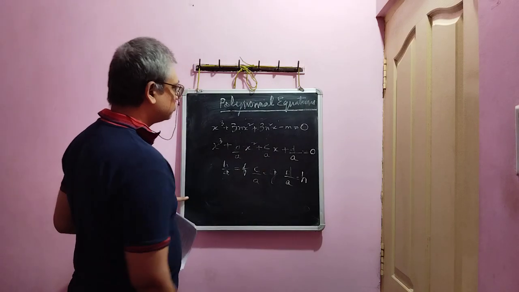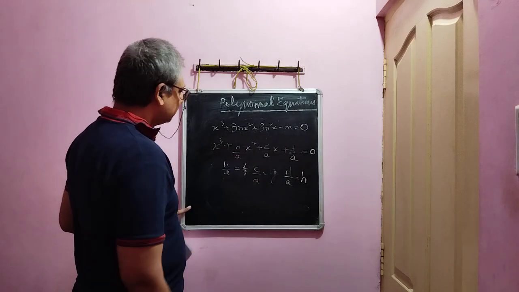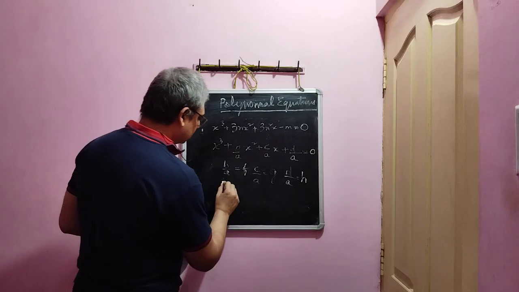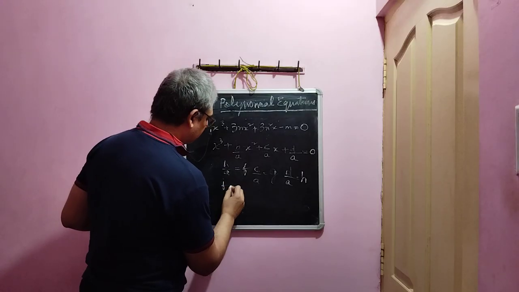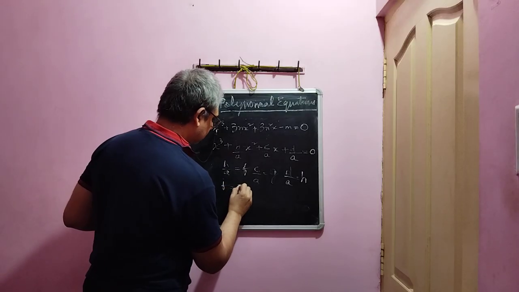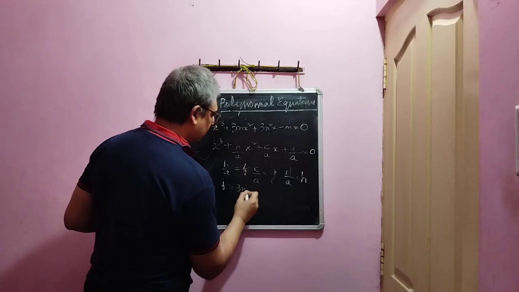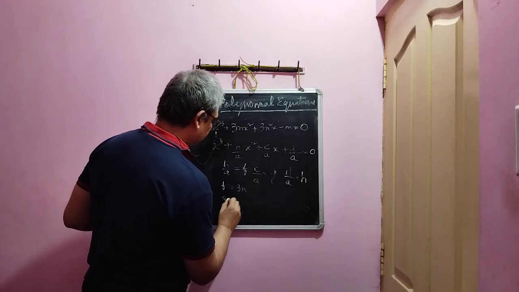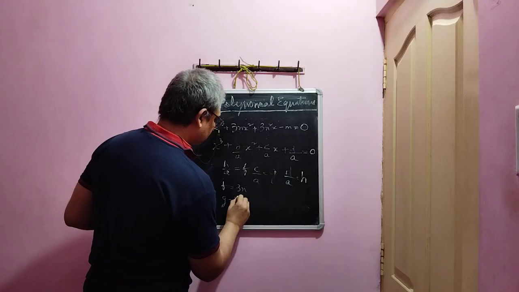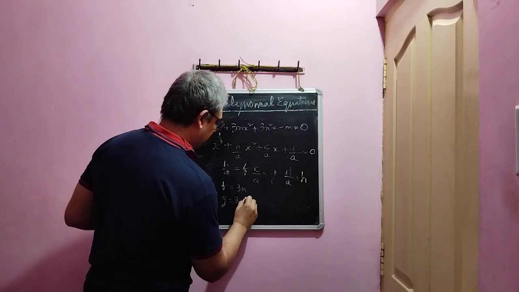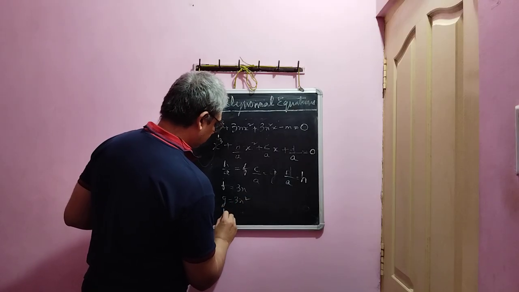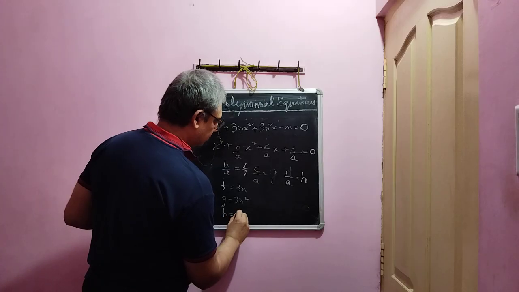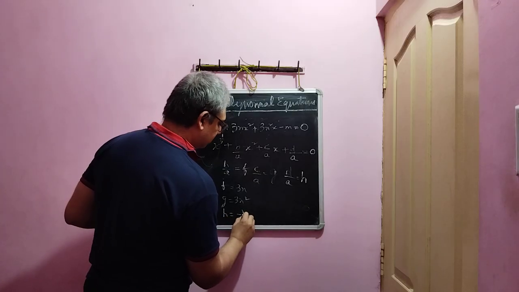Now we compare these two equations. We can always equate f is equal to 3n, c by g is equal to 3n square, h is equal to minus m.